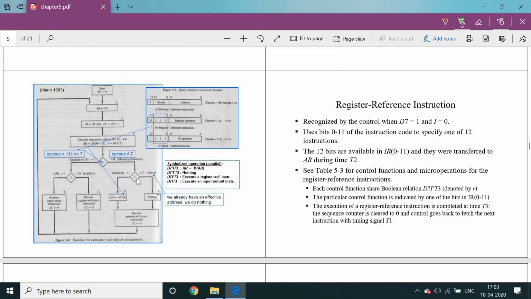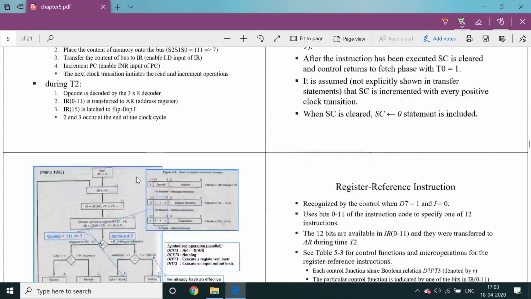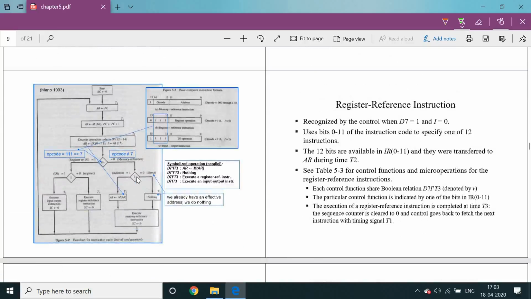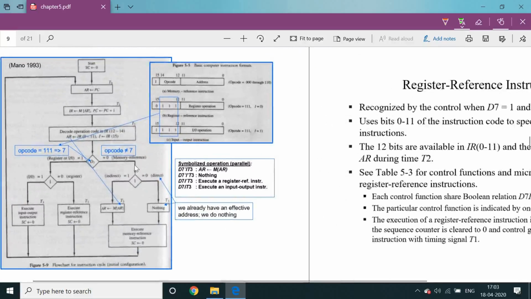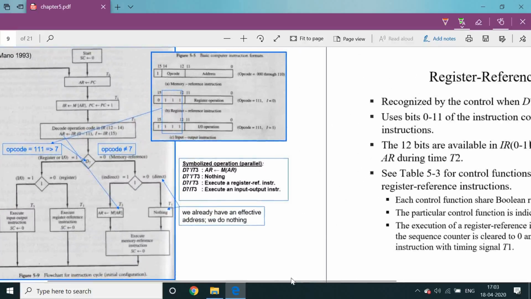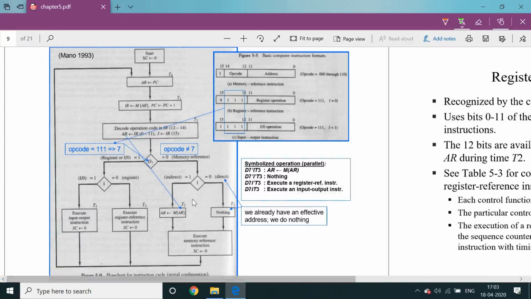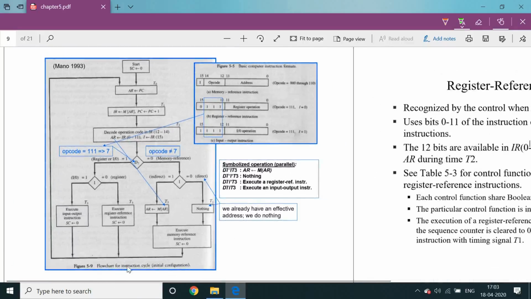Here this is very important. This is the instruction cycle. The flowchart for the instruction cycle is very important from the exam point of view. The block diagram is also very important. See here, the flowchart for the instruction cycle, initial configuration.